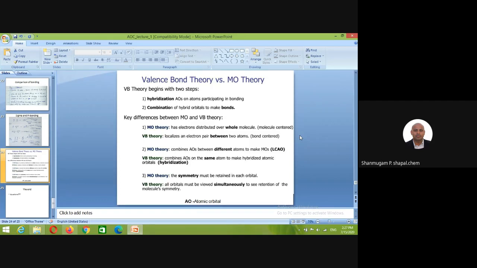And another one, molecular orbital theory requires symmetry to be retained in each orbital. But in valency bond theory, all orbitals must be viewed simultaneously to see retention of the molecule's symmetry. So this is what I said again. In molecular orbital theory everything is combined all together, so the atom to atom connection will be symmetric. There is no deviation. But in valency bond, you will see each and every orbital separately, like the atomic orbitals, everything segregated differently.